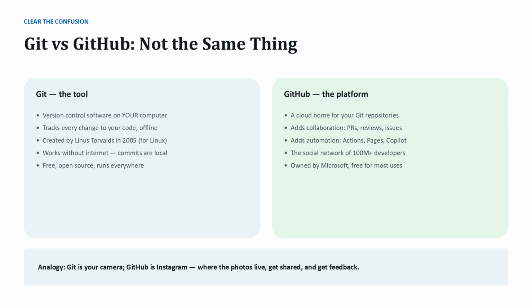Here's the analogy that makes it stick. Git is your camera. GitHub is Instagram. The camera takes the photos. The platform is where they live, get shared, and get feedback. You need both, and in this episode, you'll master both together.